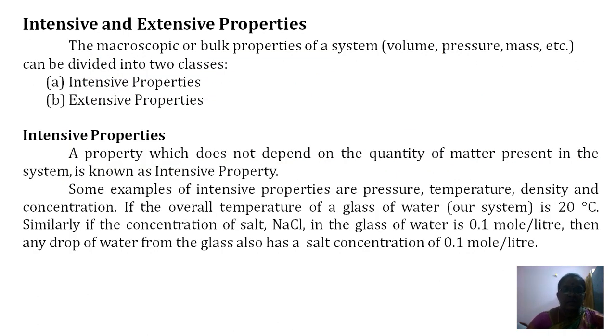Now we have to know about the properties of a system. There are two types of properties: the first is intensive and the second is extensive. An intensive property is a property which does not depend upon the quantity of matter present in the system. Some examples of intensive properties are pressure, temperature, density and concentration.